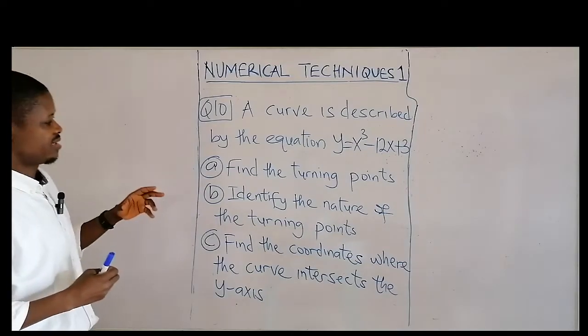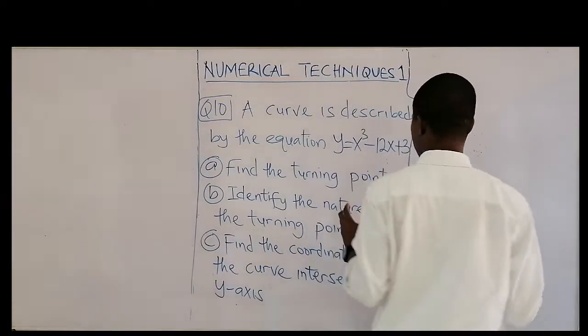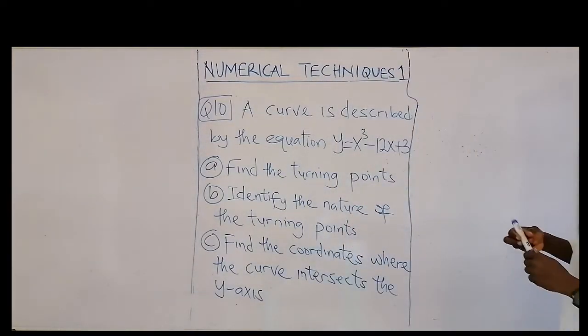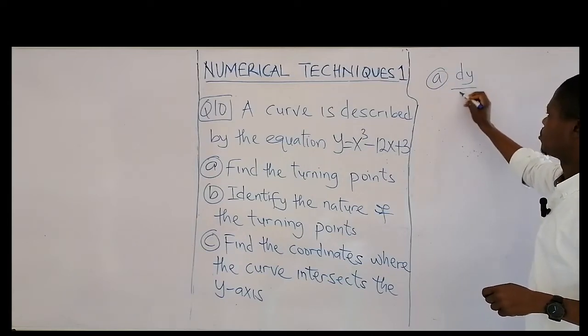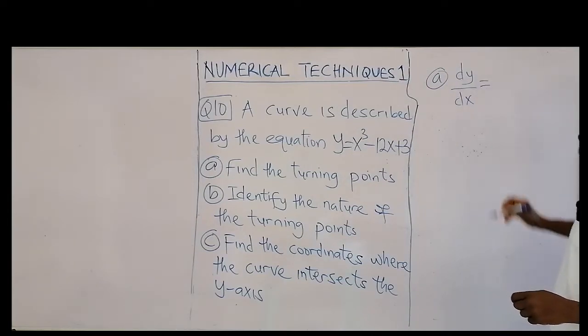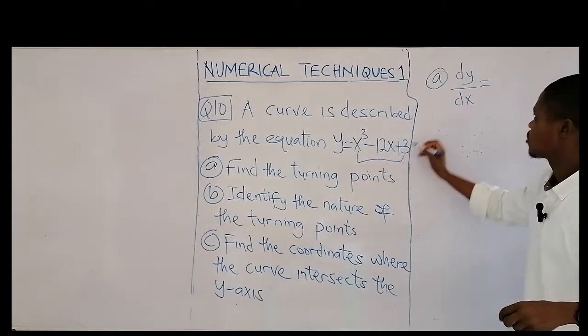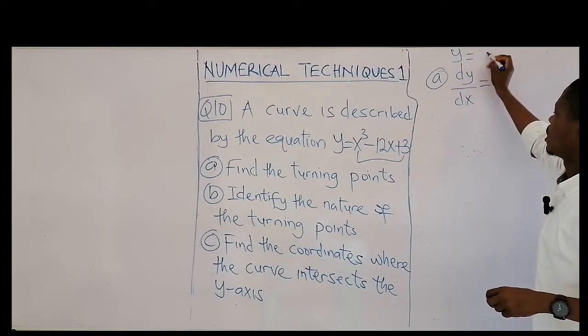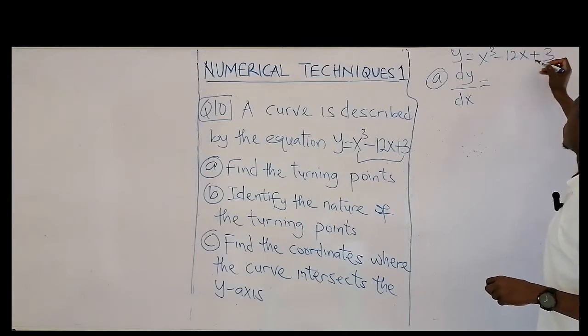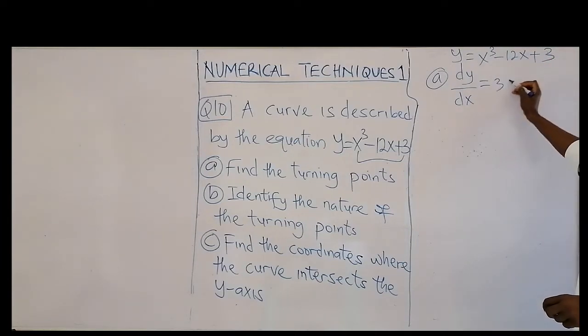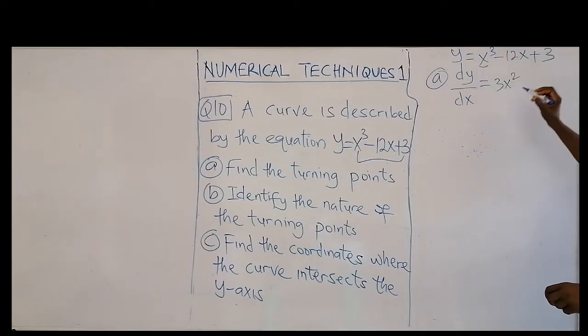For the turning points, it's very simple. What we need to do is find the derivative. The first step is to get the derivative of y = x cubed minus 12x plus 3. The derivative will be 3x squared: the 3 goes to the front and the power reduces by 1. The derivative of 12x is 12, and the derivative of a constant is 0.